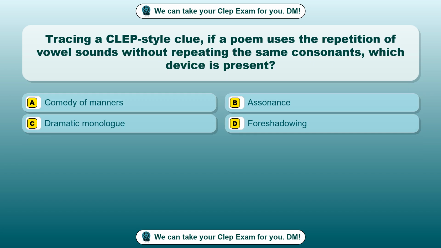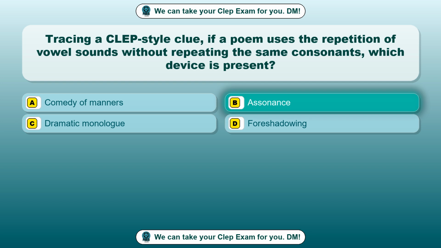Question 82. Tracing a CLEP-style clue, if a poem uses the repetition of vowel sounds without repeating the same consonants, which device is present? Option A, comedy of manners. Option B, assonance. Option C, dramatic monologue. Option D, foreshadowing. The correct answer is option B, assonance.